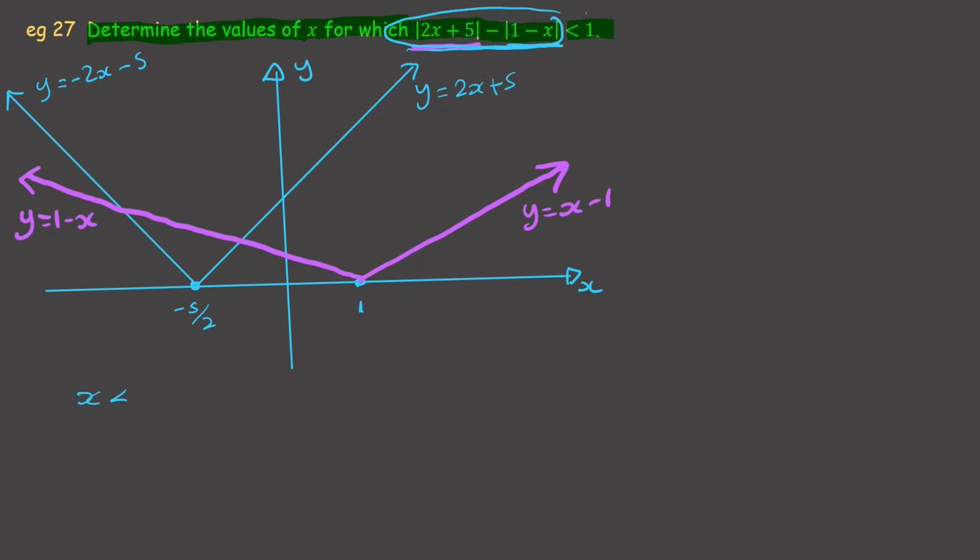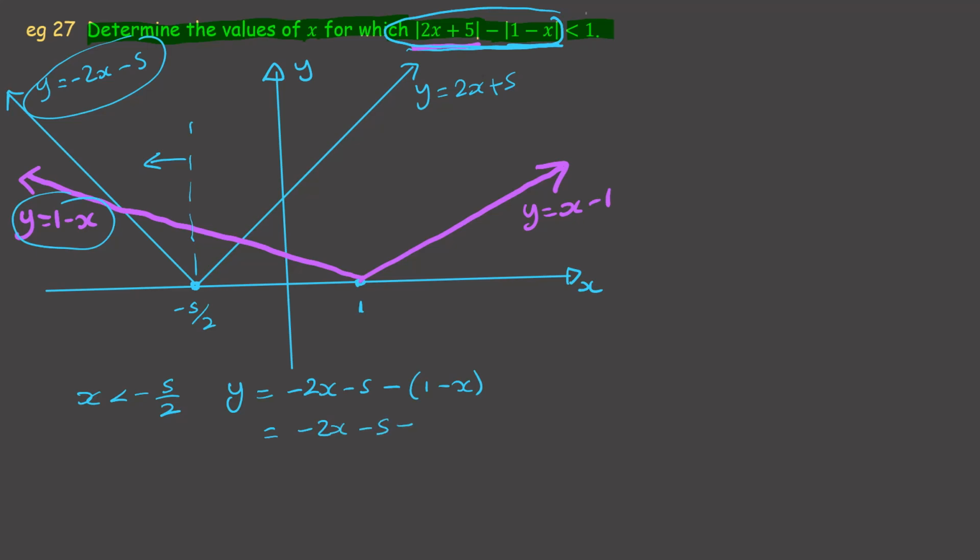What happens when x is less than negative 5 over 2? Y is going to be negative 2x - 5, take away 1 - x. So basically it's going to be that take away that. Those are the equations of the limbs of the lines in that region. So that's going to be -2x - 5 - 1 + x, which is -x - 6.